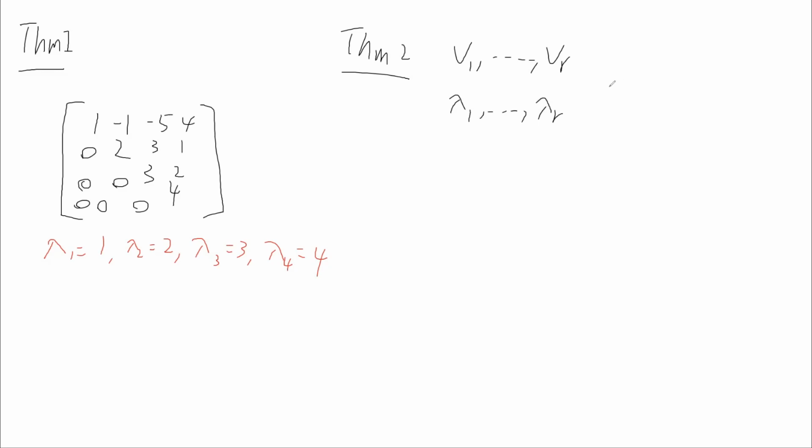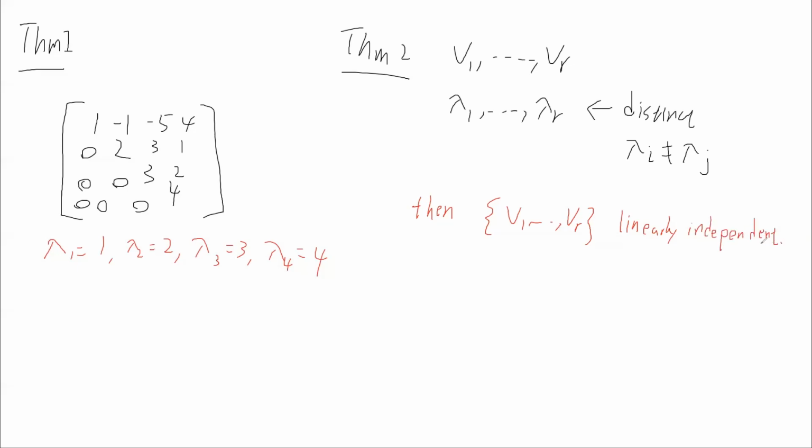Now notice that here they say that they're distinct. That means lambda i cannot be equal to lambda j for any different i, j. They are eigenvalues and eigenvectors of an n by n matrix A. Then the set V1 up to Vr is linearly independent. Okay, so this is what we can assume.